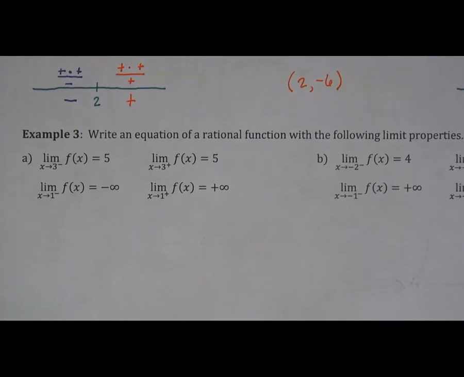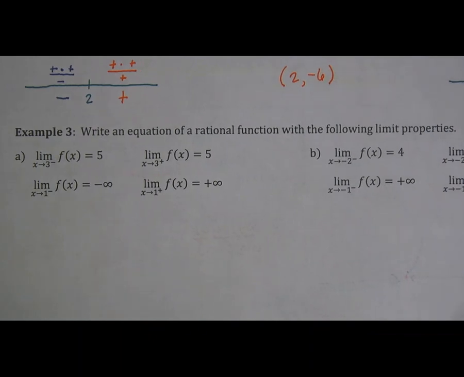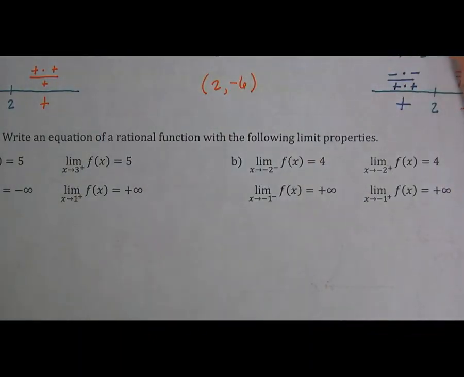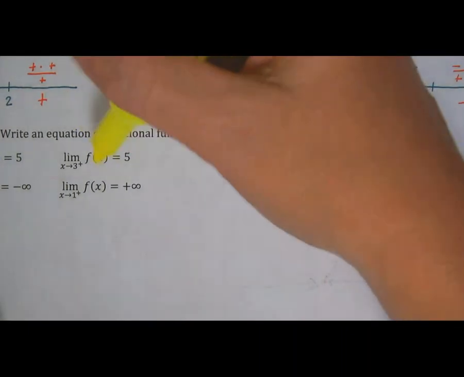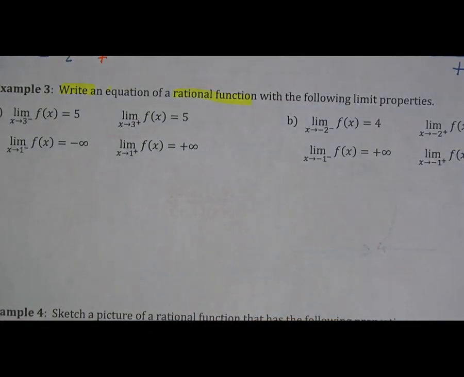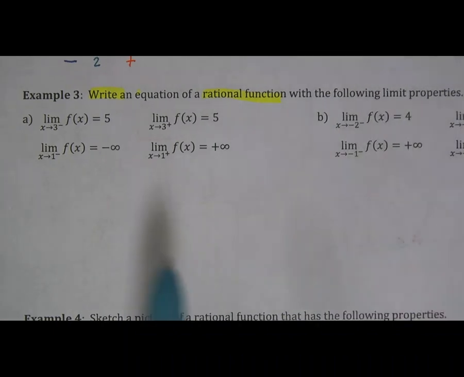This is probably the most challenging part of today's lesson. That doesn't mean give up, it means pay extra close attention. So it says write an equation. We're given limit statements. We're going backwards. We're given limit statements and we have to write a function. At first glance, these really aren't that bad, but the devil's in the details. So look at A.